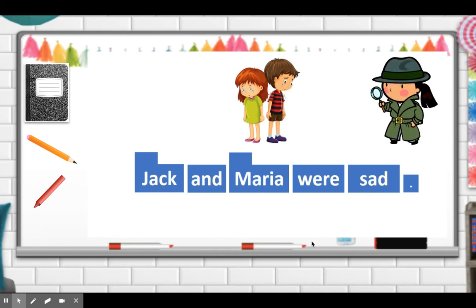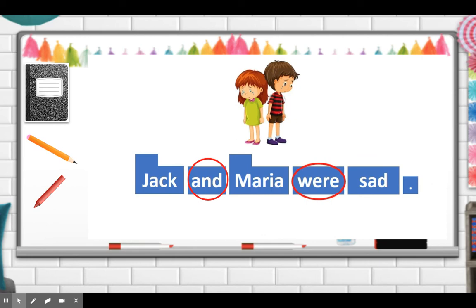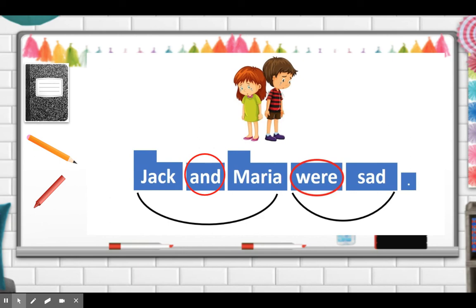Now, can you be a trick word detective and find all of the trick words in the sentence and circle it with your red crayon? Good. And, were. Now let's scoop the sentence to read with expression. Remember, your scoops don't have to match mine. Let's read the sentence together with expression. Jack and Maria were sad.